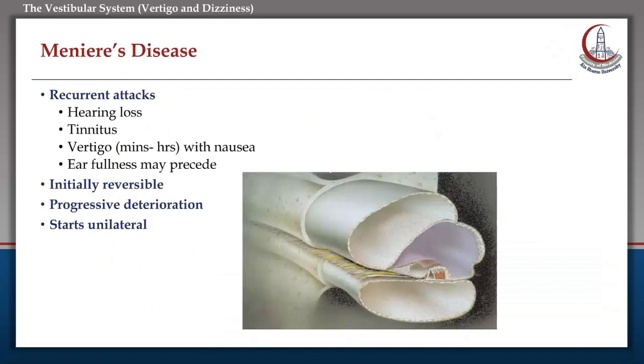And usually this vertigo is very severe, a rotatory, spinning sensation with nausea and vomiting, and some of the patients may even fall down because the attack is so sudden and surprising to them. They are not prepared for it.